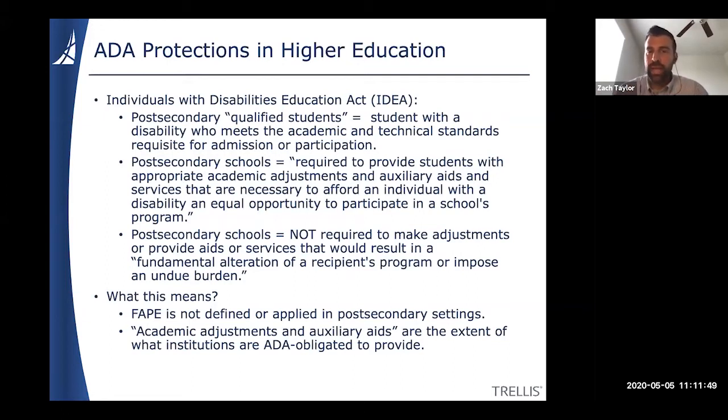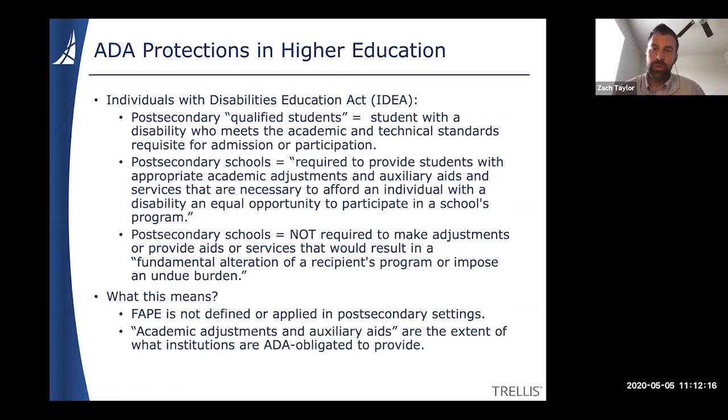So in terms of ADA protection in higher education, IDEA states that post-secondary qualified students are any student with a disability who meets academic or technical standards for admission and participation. So if a student has a disability and can document it and gets into the institution, they are essentially a qualified student and are eligible for some protections.